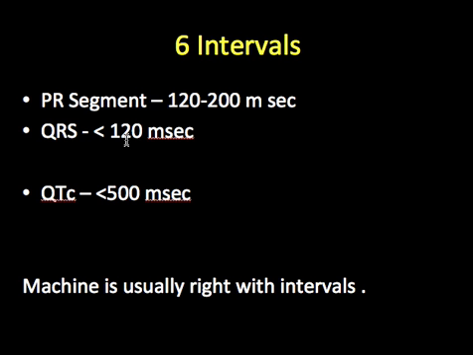You need to find out the cause. Now again, there can be a whole lot of reasons for a prolonged QTC interval. You need to get history. Drug history is important on these patients, because drugs like antipsychotics, antihistaminics, antibiotics can prolong your QTC. So get a history, find out the cause, and treat the cause of prolonged QTC. And remember, machine is usually right with these intervals, and you can trust the machine.